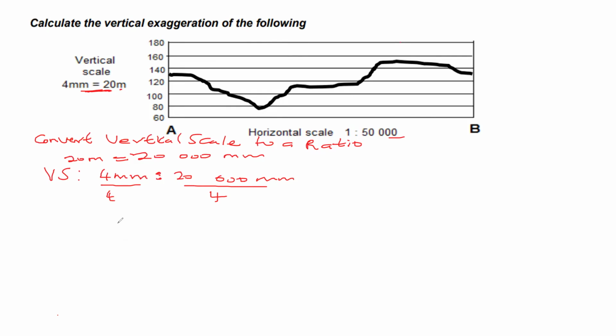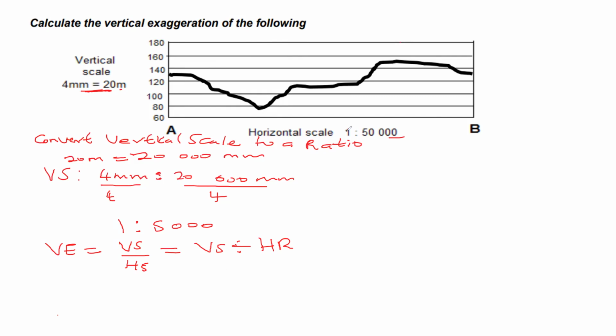And then now you would get 1 is to 5,000. Now it means we can easily start to plug in these values into the formula. We know that the formula says vertical exaggeration is equal to the vertical scale divided by the horizontal scale. But let's plug in our ratios.